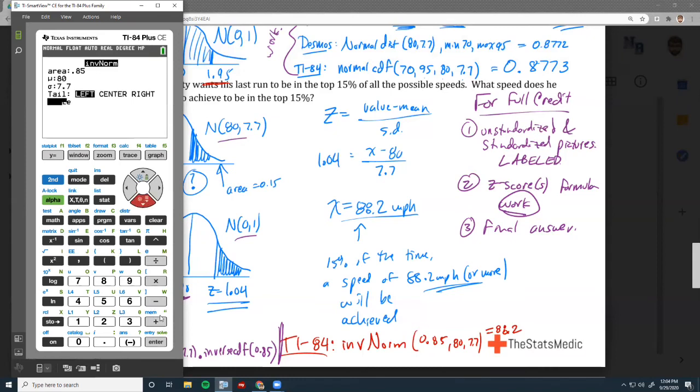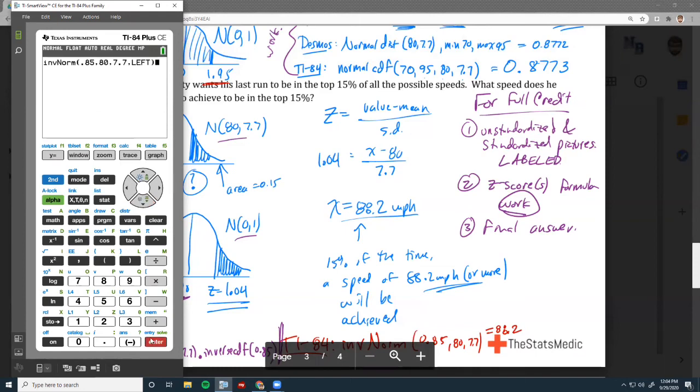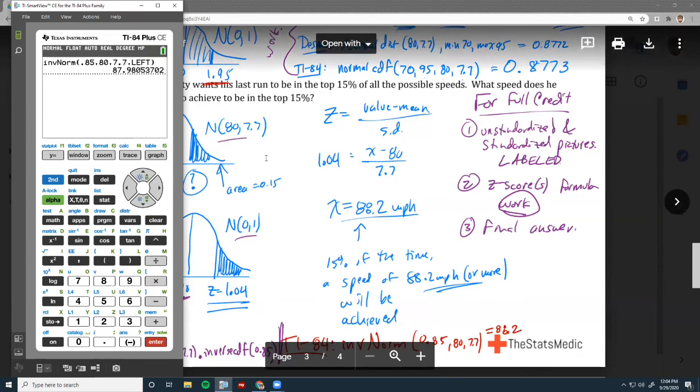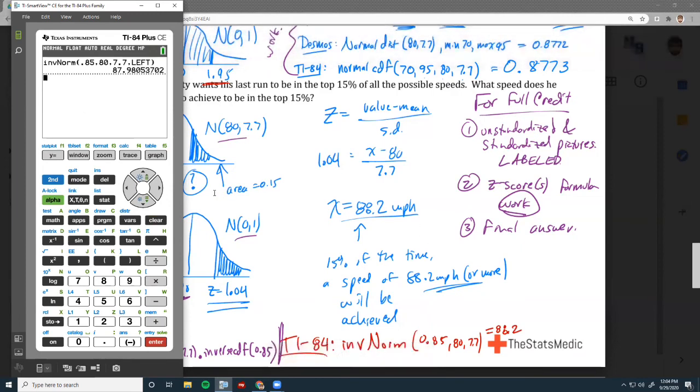If you're using an 83 or some of the older 84s, this tail side might not be an option. That's why I'm doing it left first. It defaults to left to get your 87.89. Again, a little bit of round off error is inherent in all of these problems, and so that matches pretty closely to the answer we got via Table A and via Desmos.